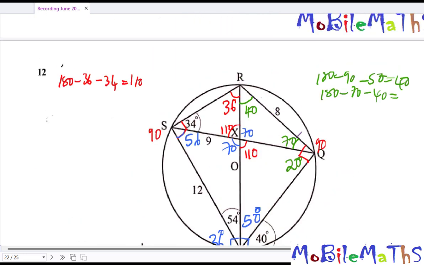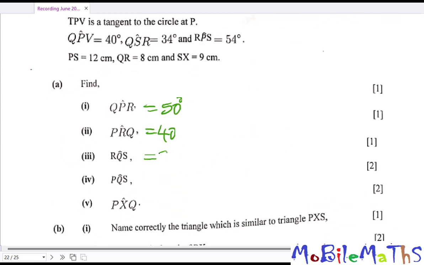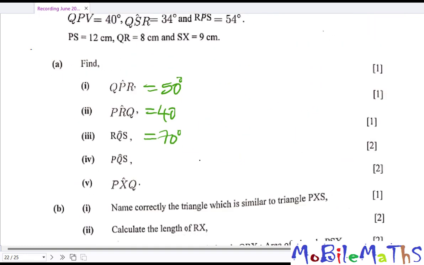RQS, this is 70. We use the idea of a triangle after finding these other ones. So it's 70 degrees here. Then the next one is PQS. We said it's 20 degrees and we use the idea of angle subtended by a diameter is 90 there. So it's 20 degrees here. Then the last one, PXQ.